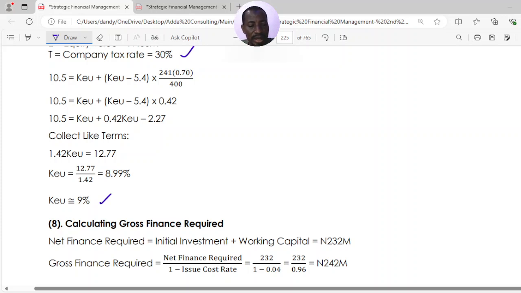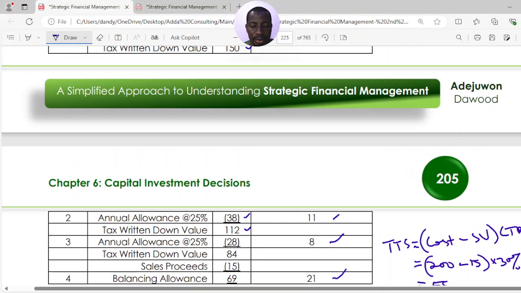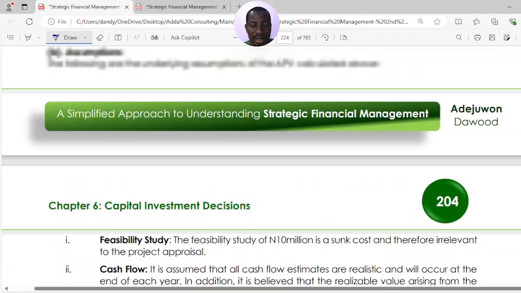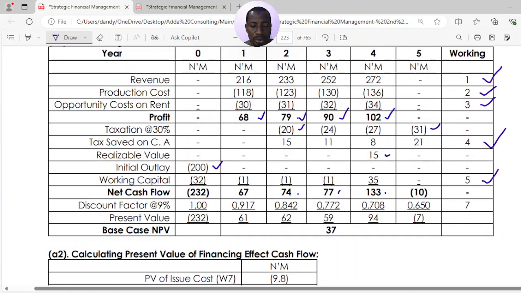Now that I have the cost of equity on gear, I can proceed to calculating the base case NPV. The next step I need to do now is to calculate the present value of the base case. I need to first of all go and calculate the discount factor at 9%.